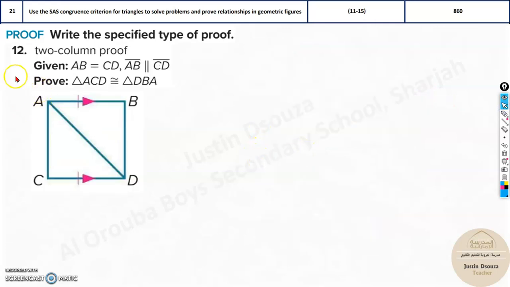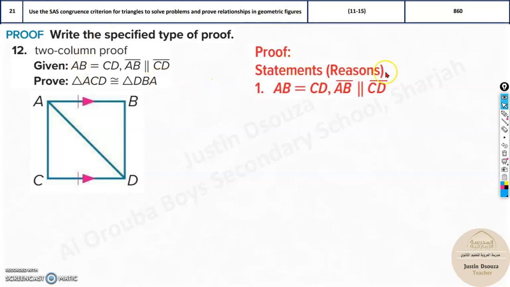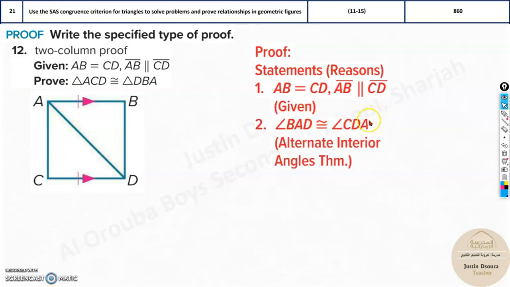Similarly, now we have one more problem over here, a 2-column proof. So statements and reasons. They have given a lot of things. Let's write it. AB equals CD. They have told it's equal. Then they have also told AB is parallel to CD. Okay. So now, if this is the thing, if it's parallel, always remember, we have done this before in part 2 as well. Whenever there is parallel stuff, the alternate interior angle theorem comes into the picture.